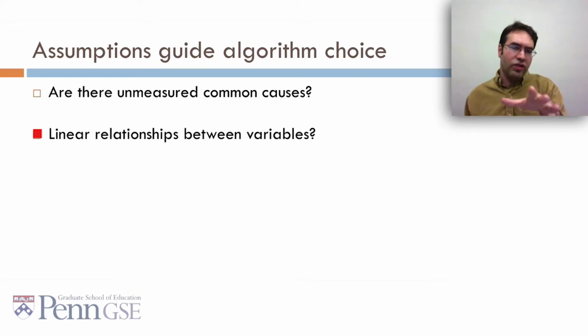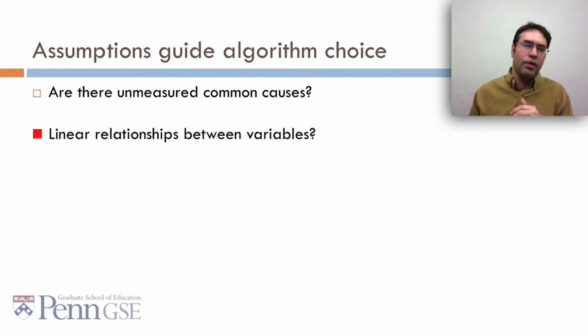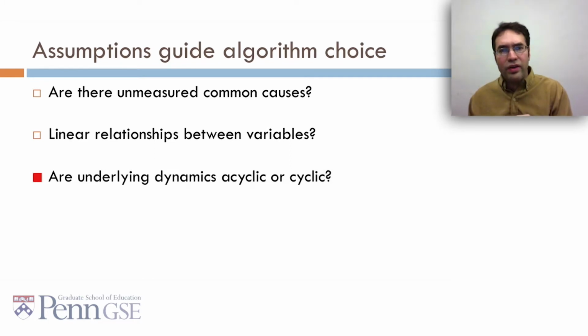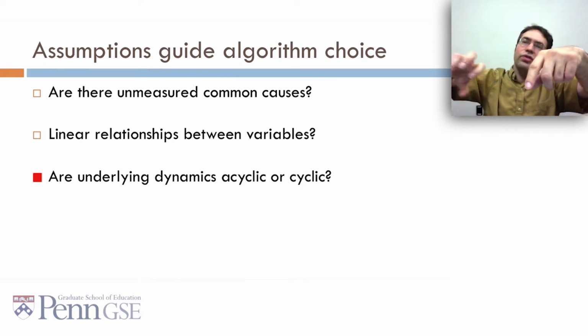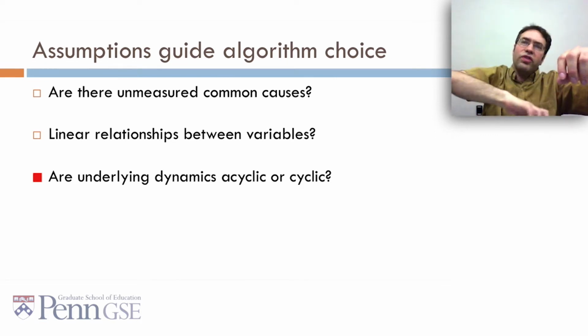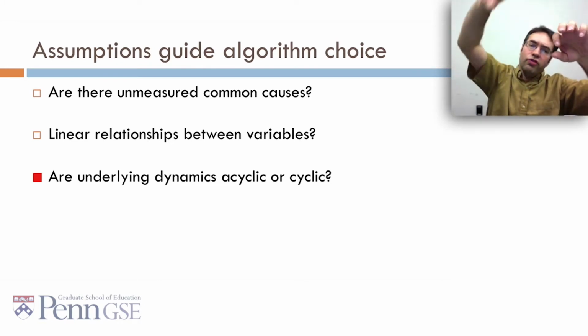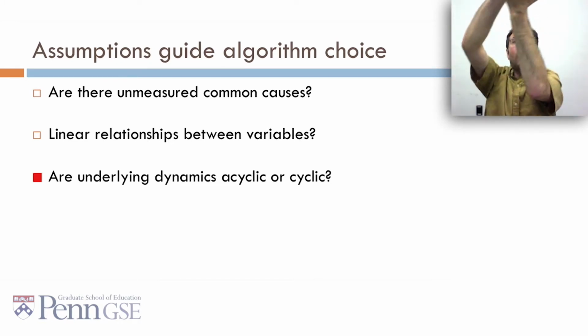Another assumption we have to ask is, do we think the relationships between variables are linear? You'll want to use different algorithms depending on whether they're linear or not. And are the underlying dynamics of your causal model cyclic or acyclic? In other words, are there cycles in there where A influences B, which influences C, which in turn influences A, and you get a feedback loop, vicious or virtuous cycle? Or is it all kind of going through time smoothly?